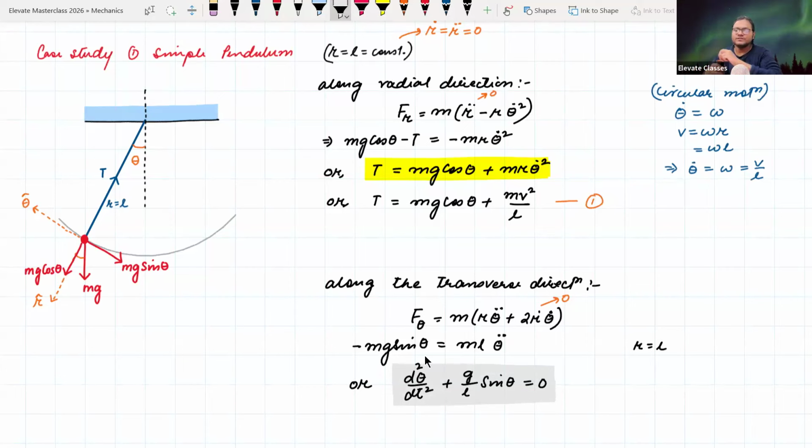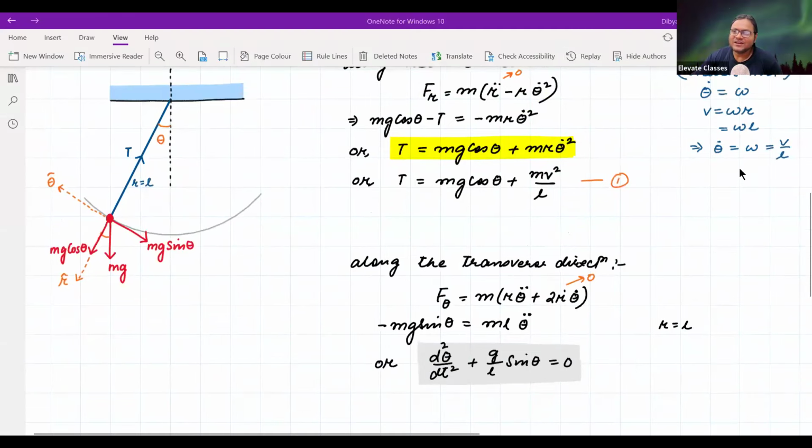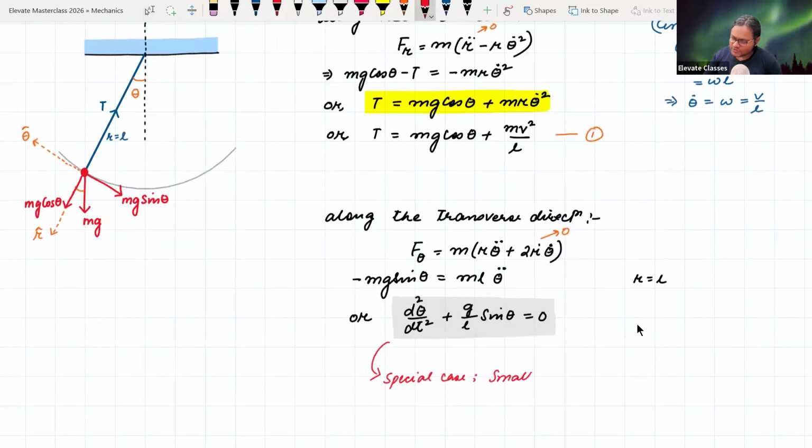The question is, can I solve it? Has anybody solved this equation of motion? Yes, sir. But not really. If we take the small angle approximation, then it can be solved. Yes. The thing about a simple pendulum is that it is not that simple. Why? Because we don't really solve for the pendulum. We only solve for a very special case, जिसको हम कहते हैं small angle approximations.